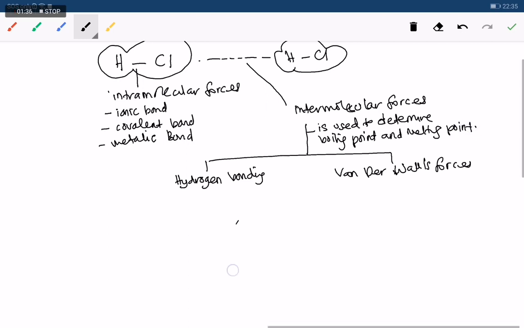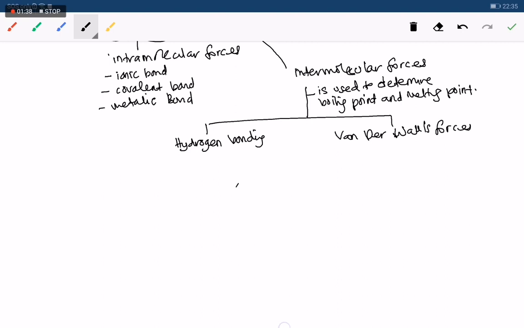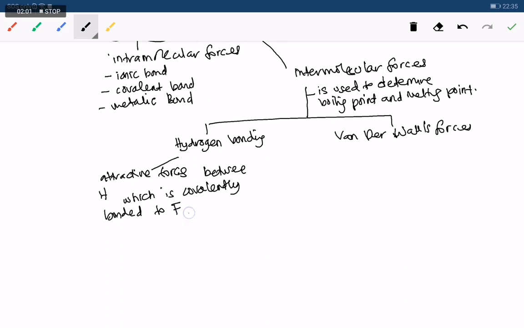Hydrogen bonding is an attractive force between hydrogen, which is covalently bonded to an F or O or N atom. H bonding.